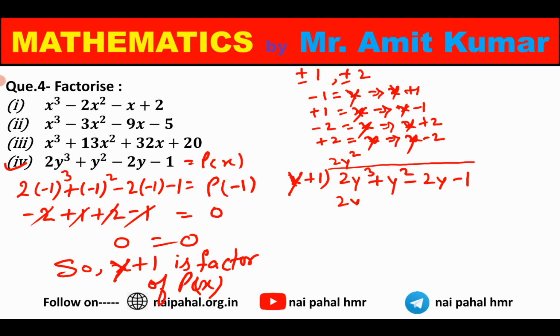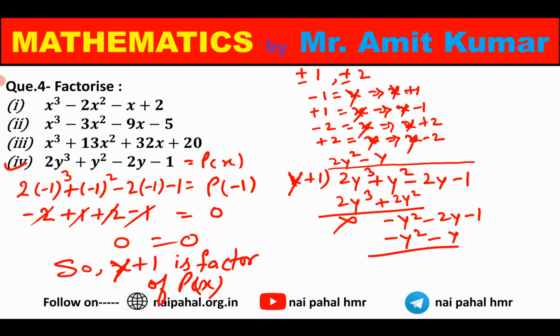Let's move on to the next part where we have p(x). Now by the trial and error method we have to check plus minus 1 and plus minus 2. So if minus 1 equals x, then the factor will be x plus 1. If plus 1 is the value of x, then the factor will be x minus 1. If minus 2 is the value of x, then we can take x plus 2. If plus 2 is equal to x, then we can say x minus 2 is the factor of the given polynomial. Let's check it out.